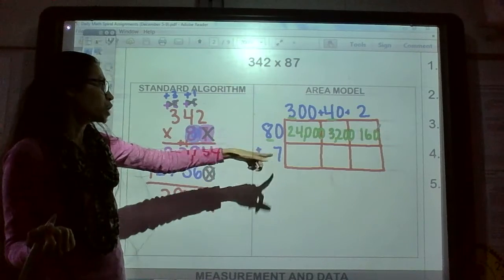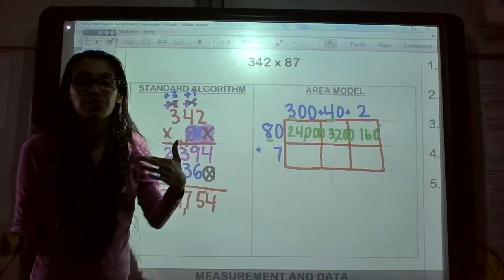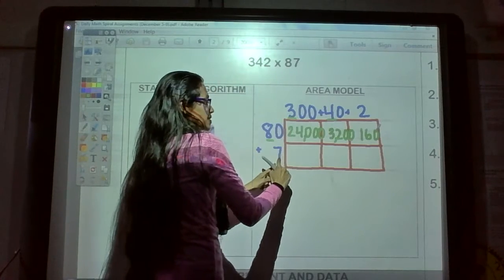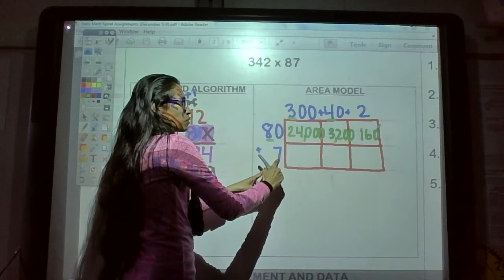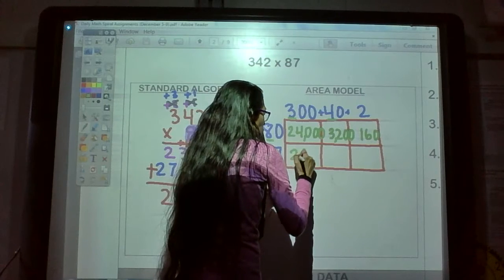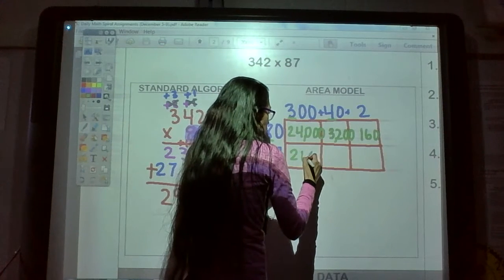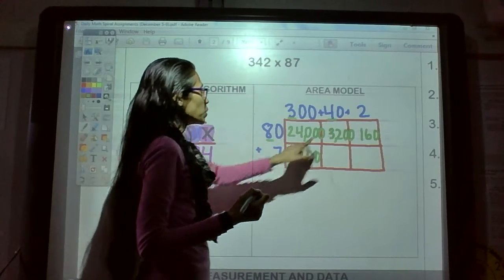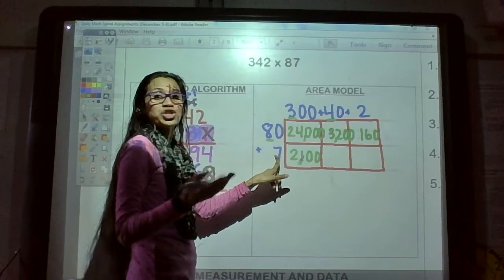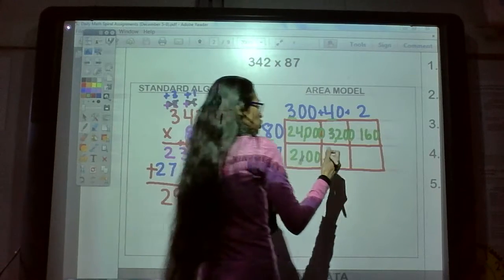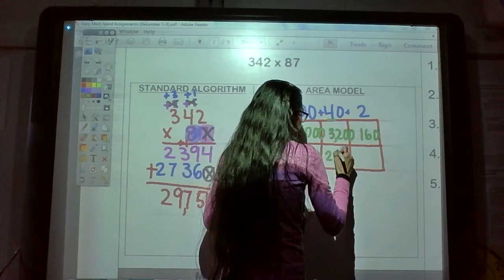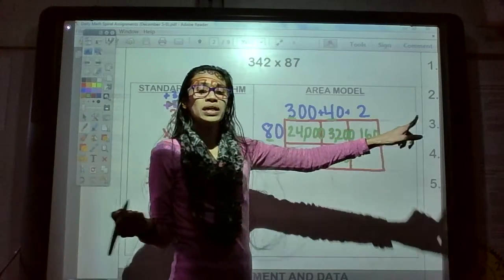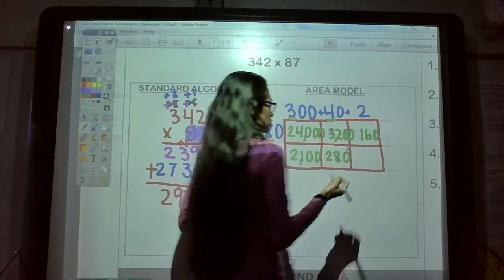For the next number, we are going to do the same thing. Now, for this box, we multiply 300 times 7. What's 3 times 7? 21. And then add your 2 zeros. Then we do 40 times 7, which is 4 times 7. 28. Add that 0. And then 7 times 2 is 14.